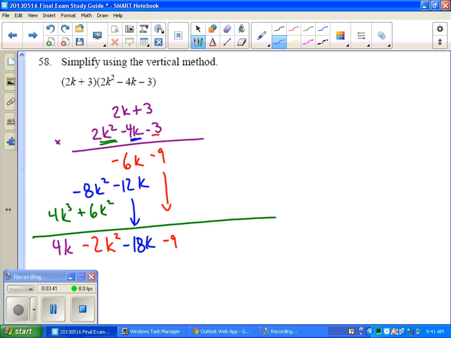And this is the vertical method. Some people like this way better. It's neater. It's more organized for some people. 4k to the third minus 2k squared minus 18k minus 9. But again, use the method that you feel more comfortable with. And some of y'all are thinking, well, I don't feel comfortable with any of them. We'll pick the one that's the least uncomfortable then.